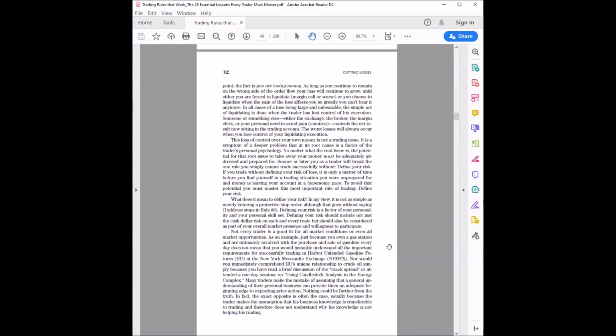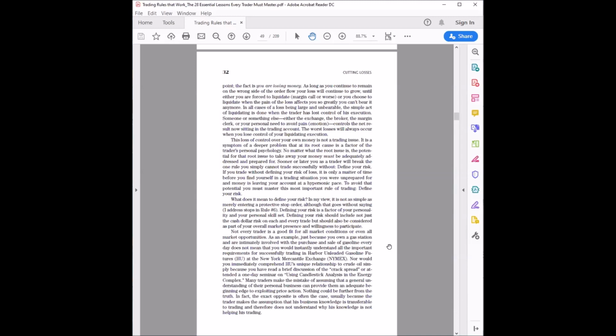As long as you continue to remain on the wrong side of the order flow, your loss will continue to grow until you're either forced to liquidate if you have a margin call or worse, or you choose to liquidate when the pain of the loss affects you so greatly you can't bear it anymore. In all cases of a loss being large and unbearable, the simple act of liquidating is done when the trader has lost control of his execution.